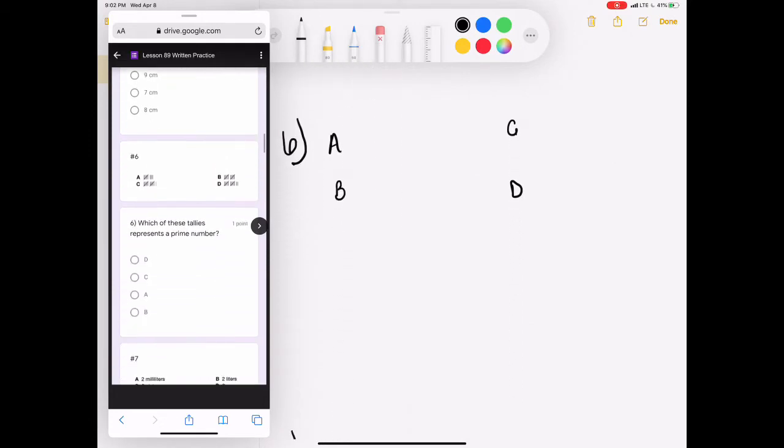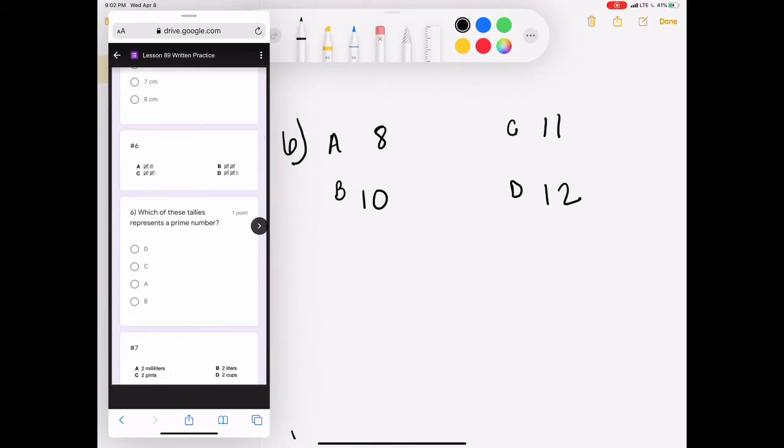Number 6, which of these tallies represents a prime number? Letter A is 8 tally marks. Letter B is 10. Letter C is 11. Letter D is 12. And the question is, which is prime? Can't be 8 because 4 times 2 is 8. Can't be 10. 5 times 2 is 10. Can't be 12. 3 times 4 is 12. Nothing times anything besides 11 and 1 is equal to 11. It has to be letter C for number 6.